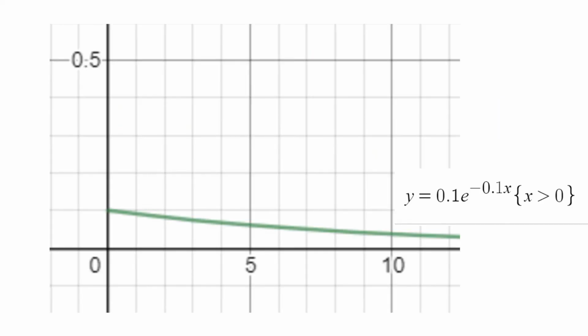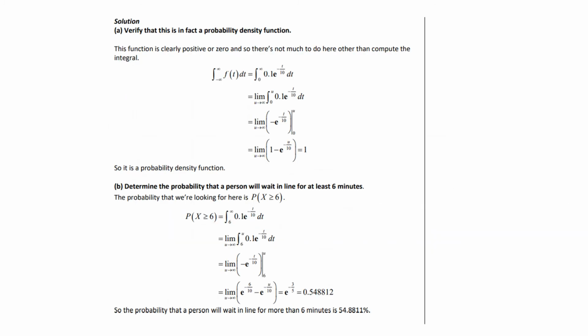And this is what the function looks like. And you see the probability of having to wait a long time goes down the longer the time that you're looking at waiting. Okay, so first thing, we're going to integrate this from minus infinity to infinity. And notice that since the function is 0 when you're less than 0, this integral only is from 0 to infinity. So this is an improper integral.